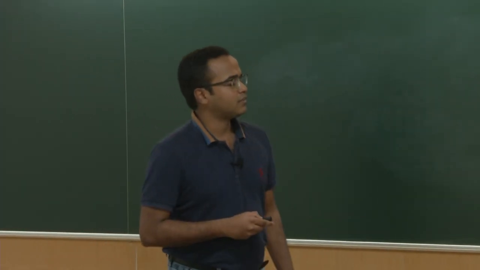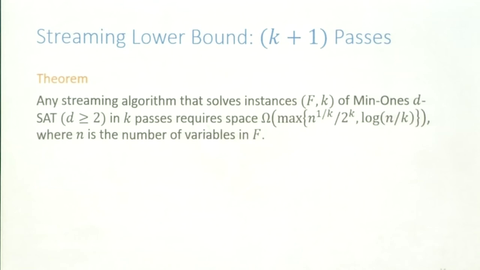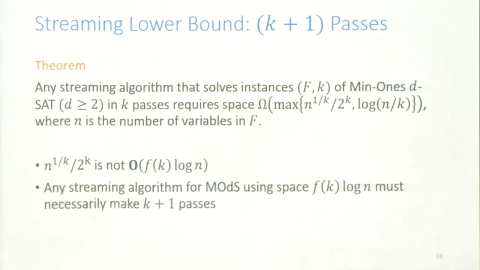So I'll move on to showing that k plus 1 passes is kind of optimal if you restrict the space to something less than this, which is what we want in our model. So this is the theorem I'm going to prove. Any streaming algorithm for min1's 2SAT that solves it in k passes, this is k, not k plus 1, will use at least this much space, which is not f of k times log n for any f. So what we will obtain is that the algorithm we had previously was optimal when we only care about the number of passes.